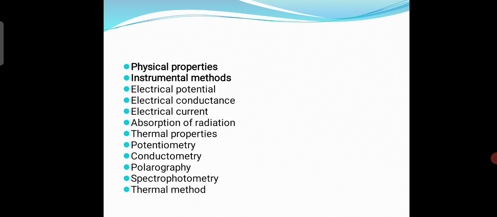Example for the physical properties. So by instrumental methods we can determine all these properties. Example: electrical potential, conductance, radiation, thermal properties, potentiometry, conductometry, polarography, spectrophotometry, thermal method, etc.